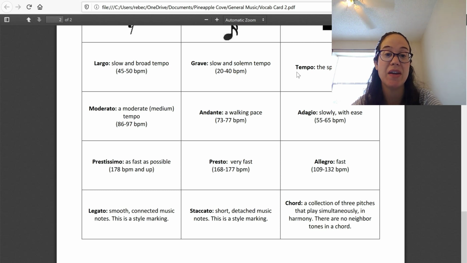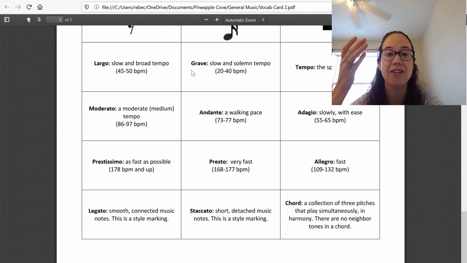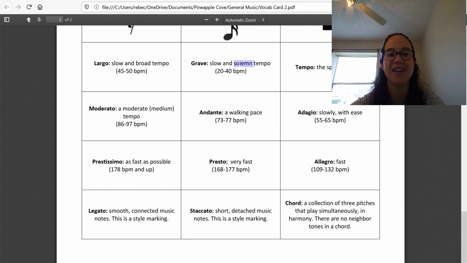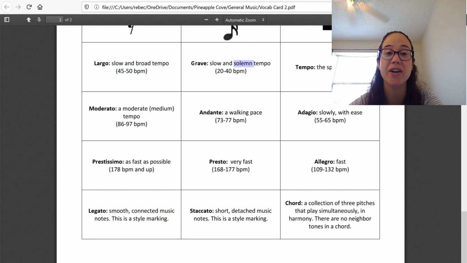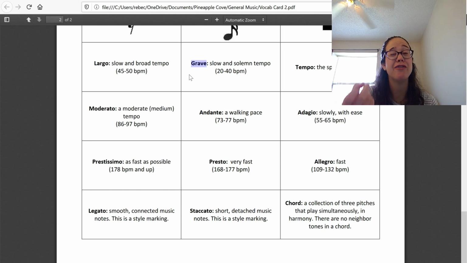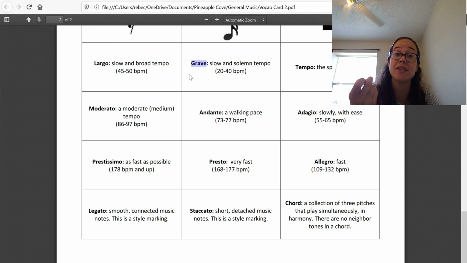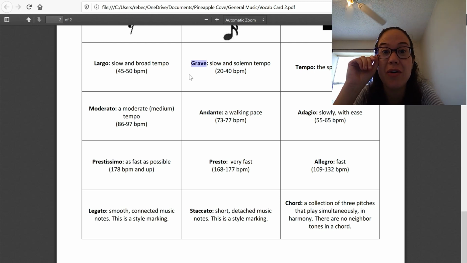So tempo means speed. One of our tempi is grave, which is just like the word grave in English, but we're going to say it in the Italian way. To be grave means that you're really sad, very like no emotion. So a solemn facial expression would be a grave facial expression. So grave is going to be slow and solemn, very serious music. It's going to have about 20 beats per minute to 40-ish. That's approximate. So those are really slow quarter notes.